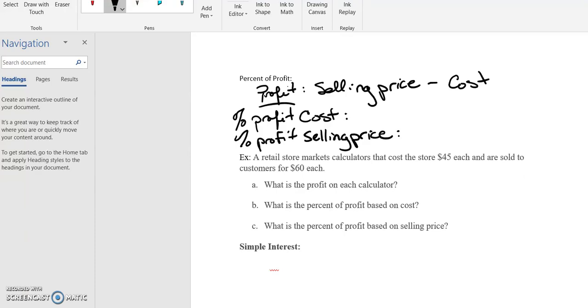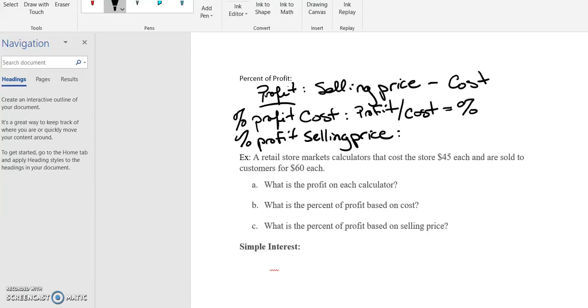If I want the percent profit based on cost, then I simply want the profit, and I want to divide that profit by its cost. That's going to give me some sort of a percent, okay? And it could very easily be over 100. It could be over a 100% increase in profit.